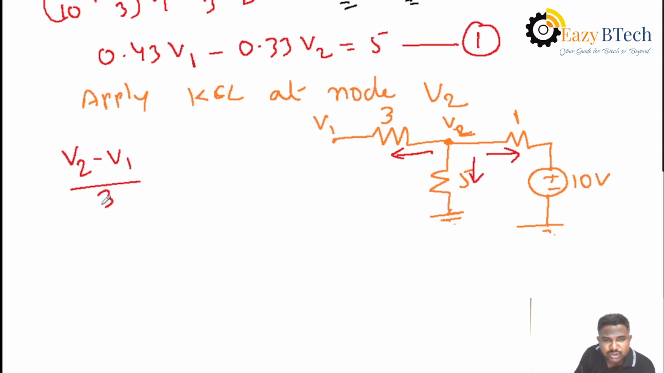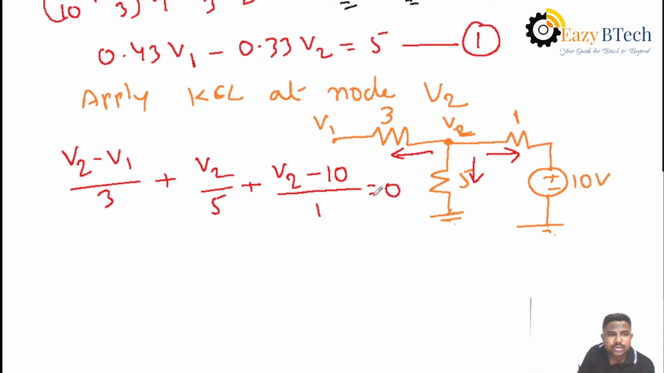Why are we taking V2 as positive? Here we are applying the equations for the V2 node. That's why it is taken as V2 larger than V1. Then plus, current passing through 5 ohms is nothing but V2 by 5. Again, current passing through 1 ohm is V2 minus 10. Here, the positive terminal of the 10 volts is connected to the V2 side. Suppose the 10 volts is reversed, that is, minus is the first terminal, then it is taken as V2 plus 10. Okay, remember that point. Then (V2 minus 10) by 1, equal to 0.